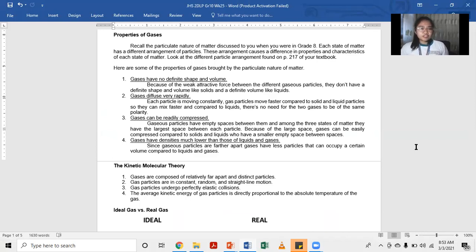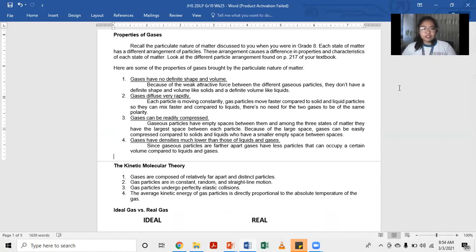Now let's recall the different properties of gases. These properties are brought by the particulate nature of matter. Let's go to the first one. Gases have no definite shape and volume. The reason for that is the weak attractive force between the particles in a gas.